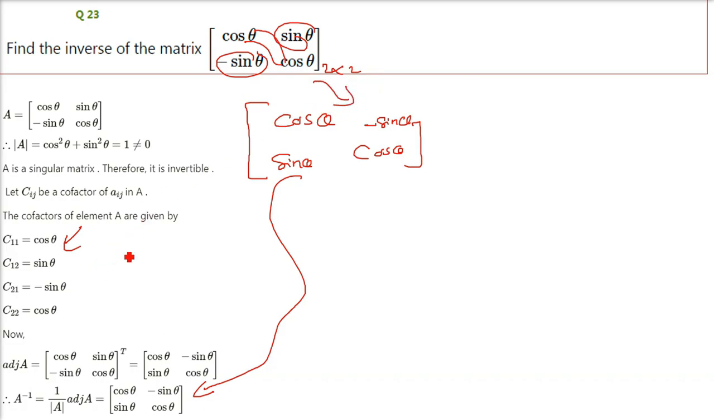This method, which demands that we find the cofactors, will be valid for all n by n square matrices. This is for 2 by 2. Just exchange the diagonal values and change the sign of the other values.